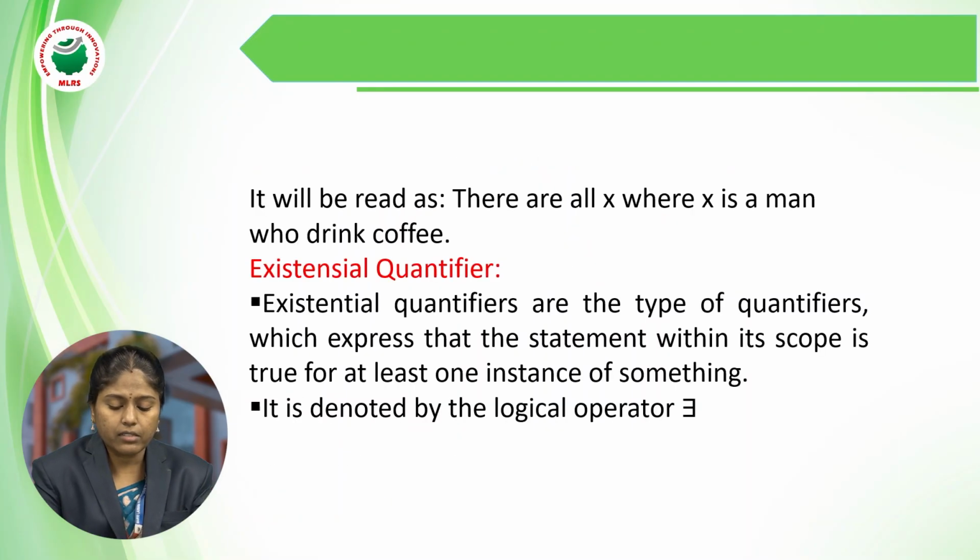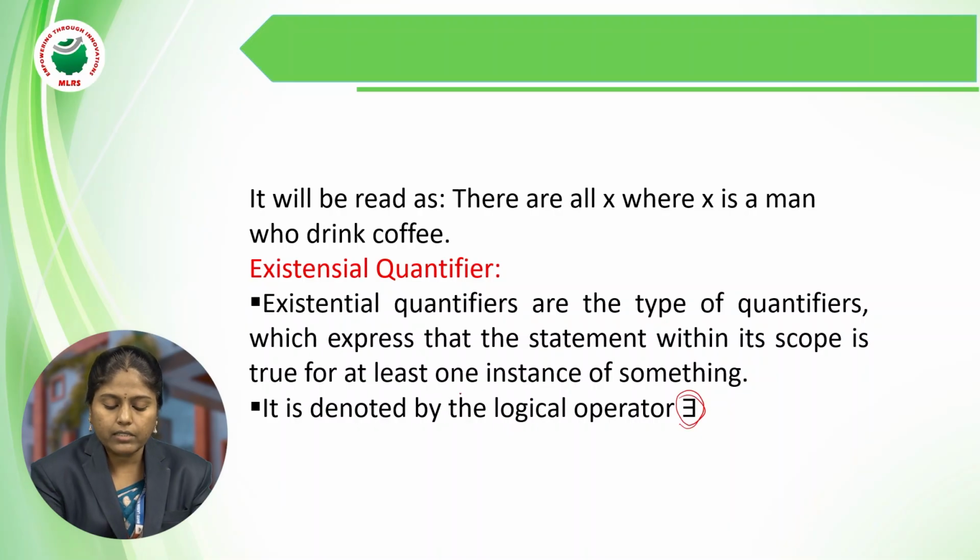And the next one is the existential quantifier. What do you mean by the existential quantifier? The existential quantifier is a type of quantifier which expresses statements. In the existential quantifier, it denotes only one person, and it is denoted with the logical operator that is the reverse of E.